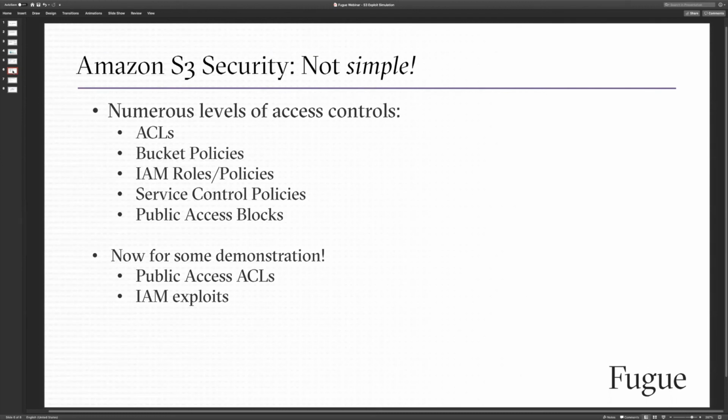So we're going to go through all these layers of access controls, how they interact, and we're going to do that through a demonstration. I'm going to show you two kinds of exploits. The first one's pretty simple, a little nuanced, and that'll be through public access ACLs. And the second one through IAM exploits, which are, I think, even more common. So if you think I have no public buckets, I'm safe, you're really not.